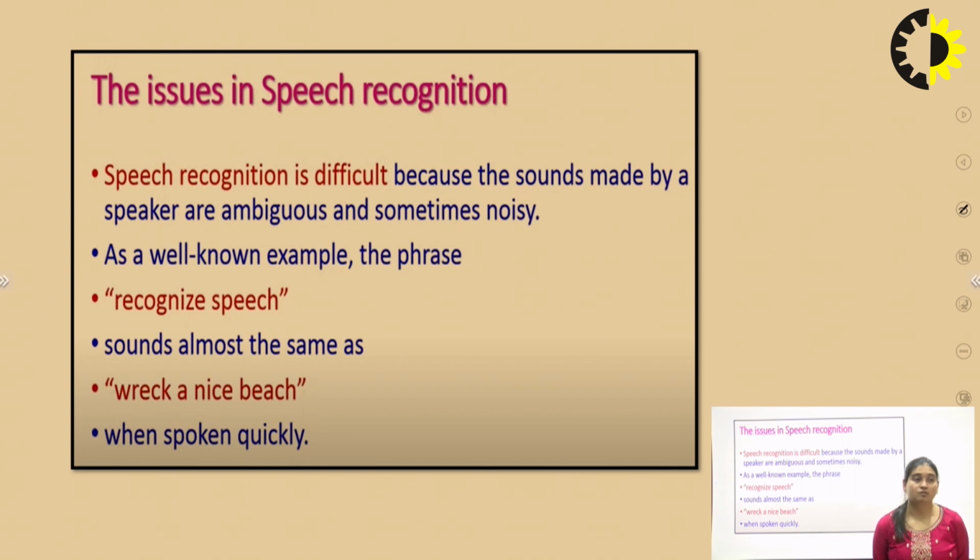Why? Because of many reasons. First, the sound made by the speaker can be ambiguous and sometimes noisy. As a well-known example, the phrase "recognize speech" sounds almost the same as "wreck a nice beach". So "recognize speech" is one sentence, and the other is "wreck a nice beach". When spoken quickly, the sounds are almost the same. So it is very difficult to convert such sentences into text, because in sound they are almost similar, but they are totally different sentences. This is the major issue in speech recognition.